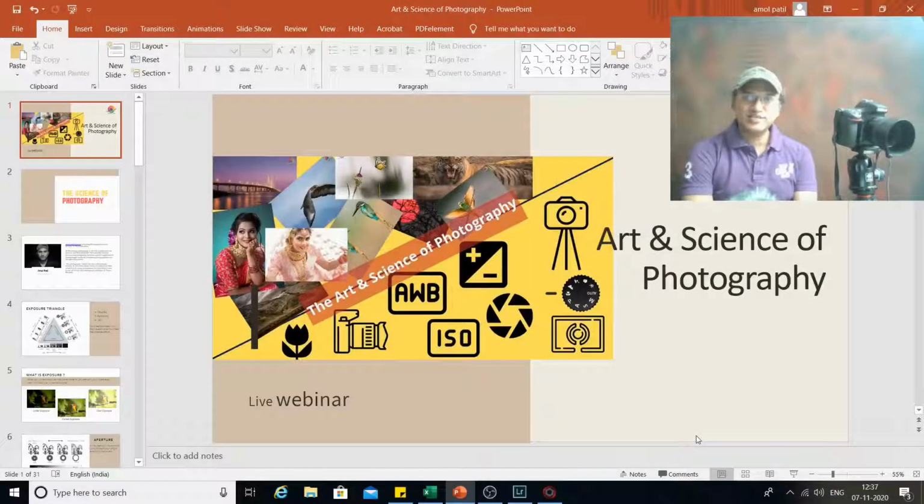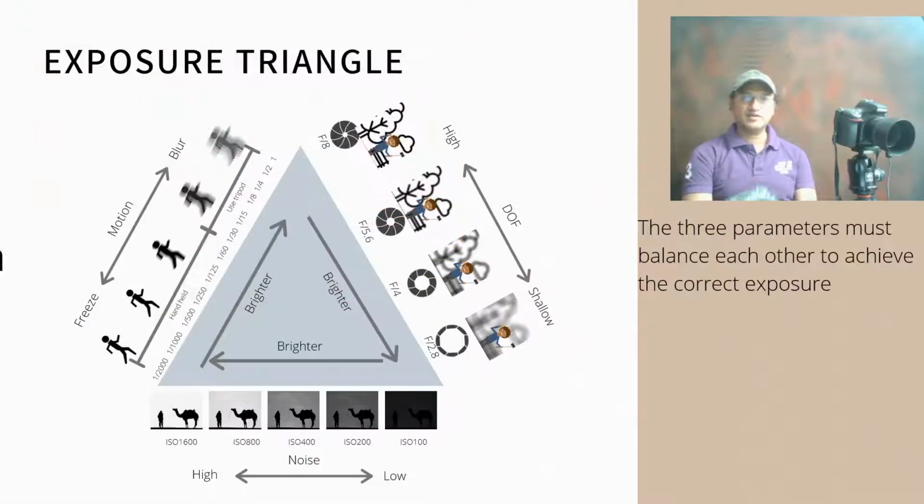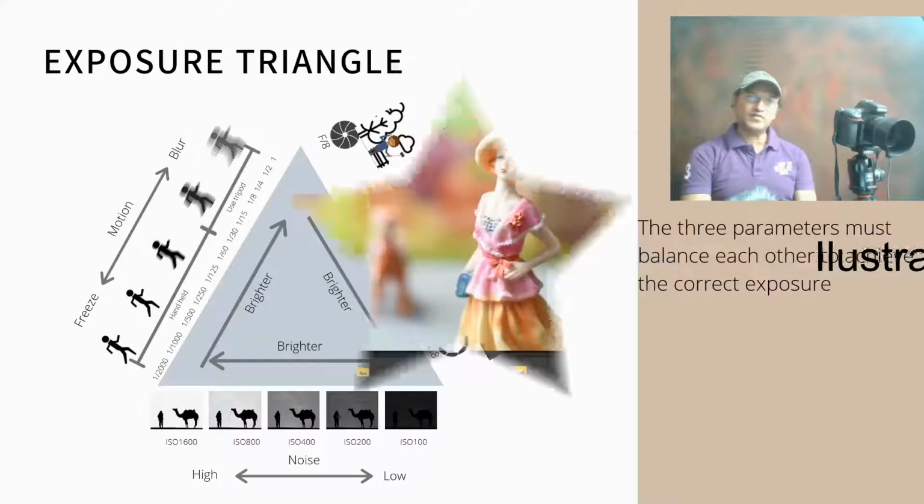Welcome ladies and gentlemen to this module on art and science of photography. So today we'll be learning the two sides of the same coin. Okay, and the science of photography starts with what is called the exposure triangle. This is the basis of photography if you ask me.